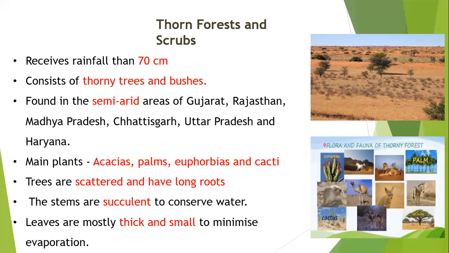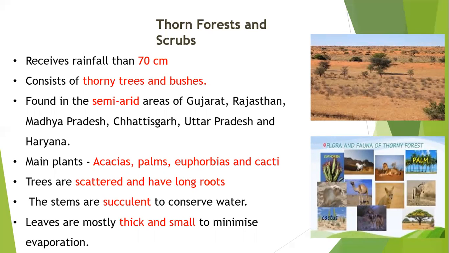These trees get moisture from the soil through their long roots, and to minimize evaporation, the leaves of the trees are thick and small, and the stems are very thick to conserve water. This type of vegetation is found in the northwestern parts of Gujarat, Rajasthan, Madhya Pradesh, Chhattisgarh, and Haryana. The common animals are rats, mice, lions, wild ass, horses, and camel.